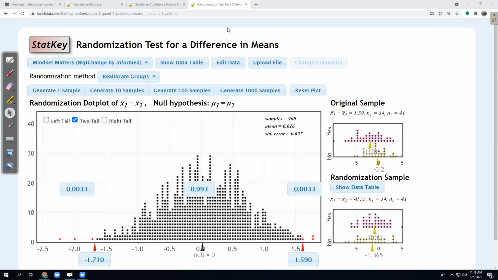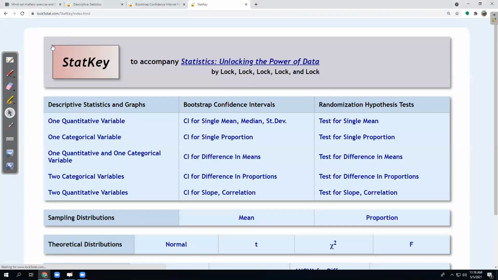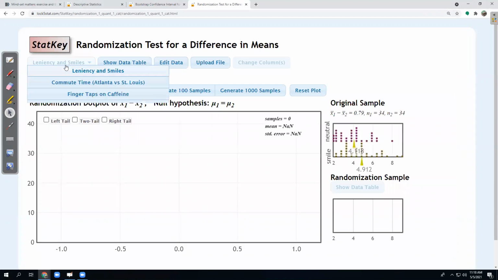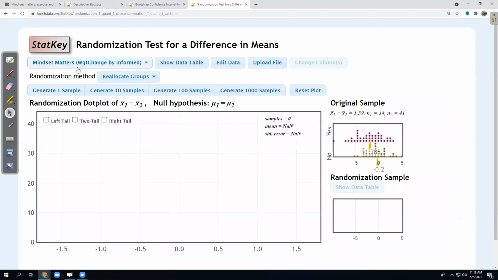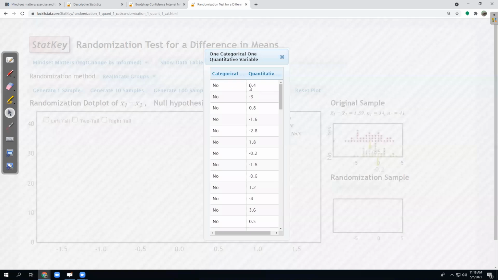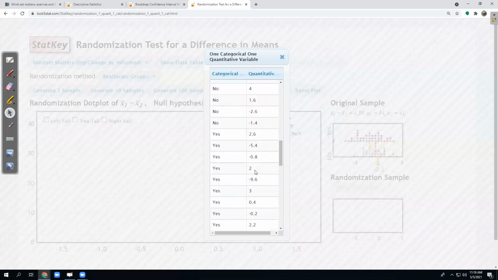It's pretty remarkable. All right, so in StatKey, again, I'm on the randomization test for difference of means. Then I had to switch to the data set called Mindset Matters. After you get that link I gave you, switch to Mindset Matters. In the data, I'm going to show the data table, they give a bunch of no's. These are the people who are not informed that their work is exercise and that it matters. We're looking at their change in weight over 4 weeks. This person gained 0.4 pounds, this person lost 3 pounds, and so on. The no's are at the top, the yeses are at the bottom.